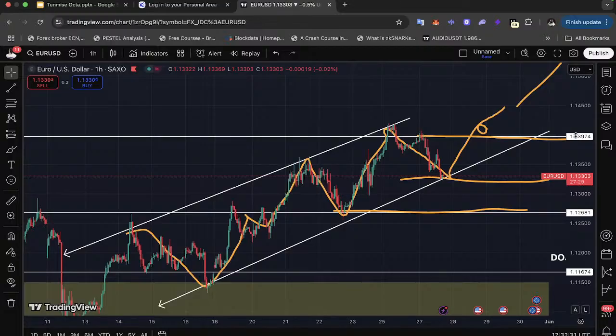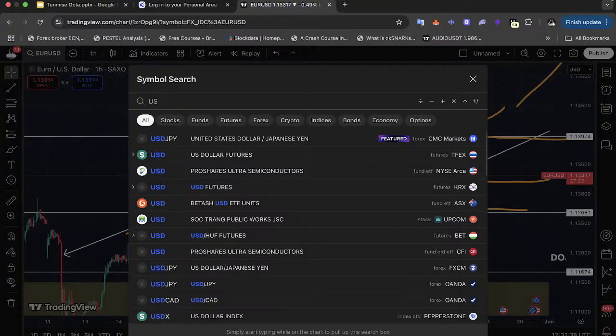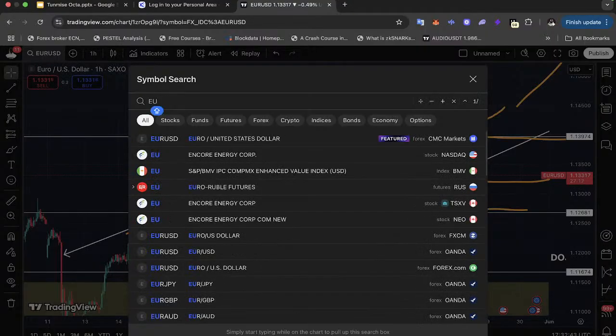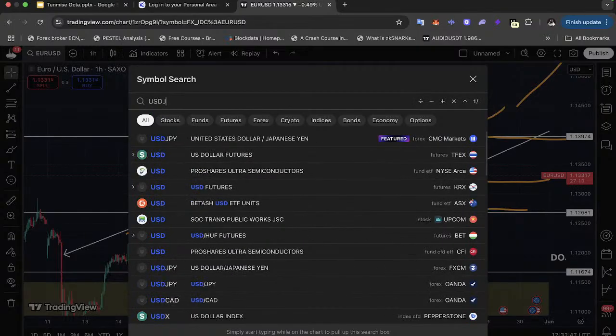All right, let me continue and we look at USD. Okay, let's look at something different. Let's look at Euro. No, we've looked at Euro. Let's look at USD JPY.